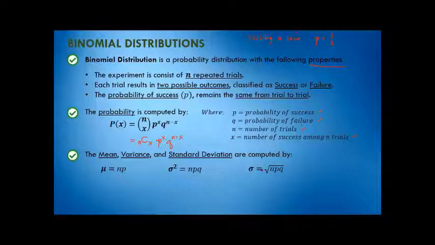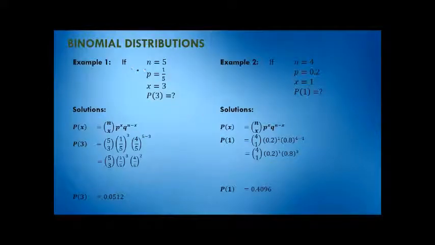Let's proceed to some examples of binomial distribution. So, for example, n is equal to 5. This is the number of trials. p is equal to 1/5. This is the probability of success. x is equal to 3. This is the number of success among all the trials. So, ang tinatanong is what is the probability of these 3?